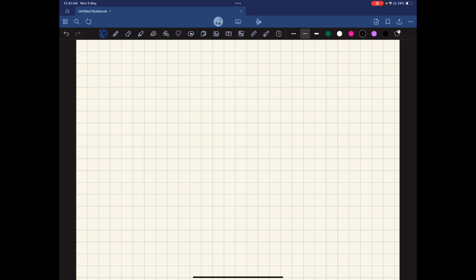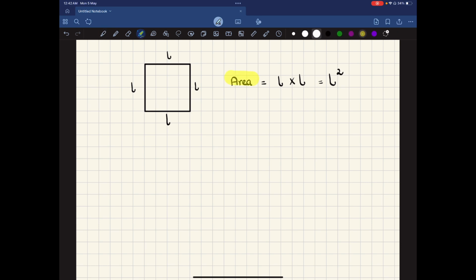Now let's move on to the most basic shape, which is the square. So a square has 4 equal lengths. The formula for calculating the area of a square is length into length, which is basically L square. You should memorize this formula.